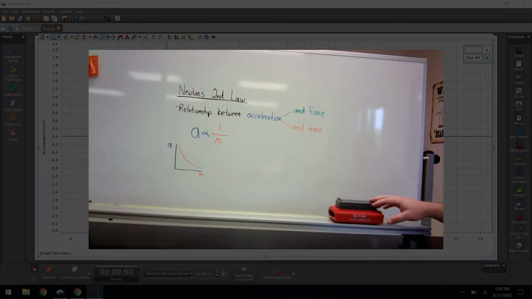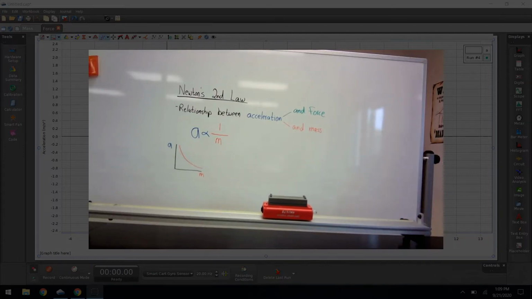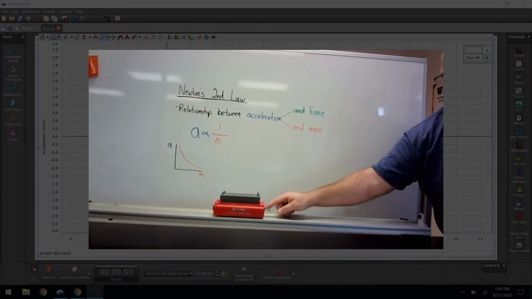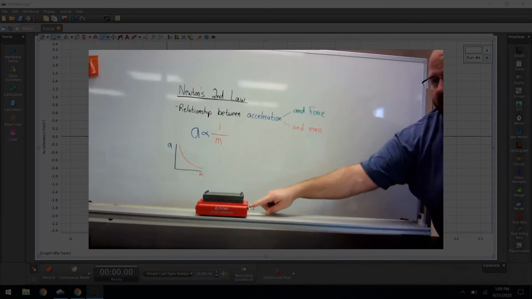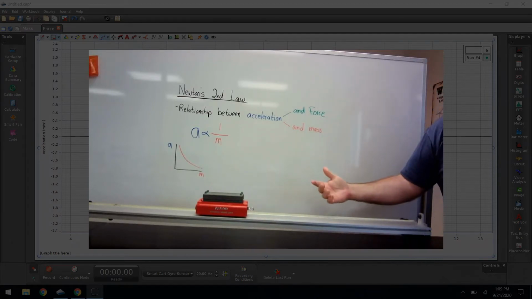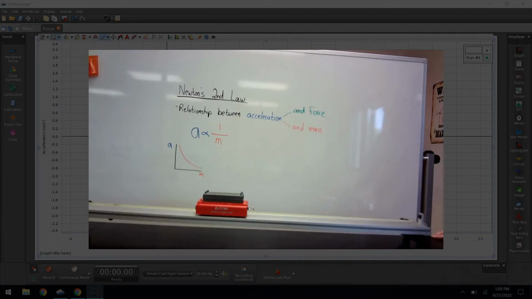So I've got the same smart cart from before. This time, instead of a fan pushing it, I'm going to be the one pushing it, and I'm going to push and pull it from this hook on the back of it, which is connected to the force sensor that's built into the smart cart. So the smart cart, in addition to measuring positions, velocities, and accelerations, will also measure force.